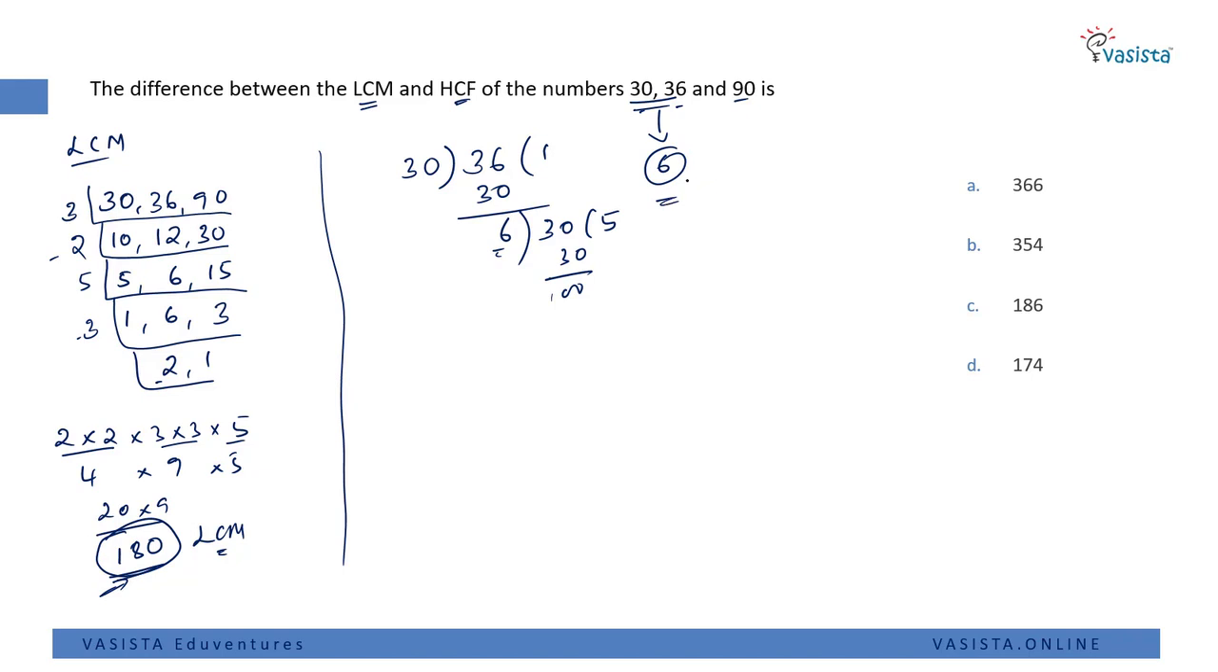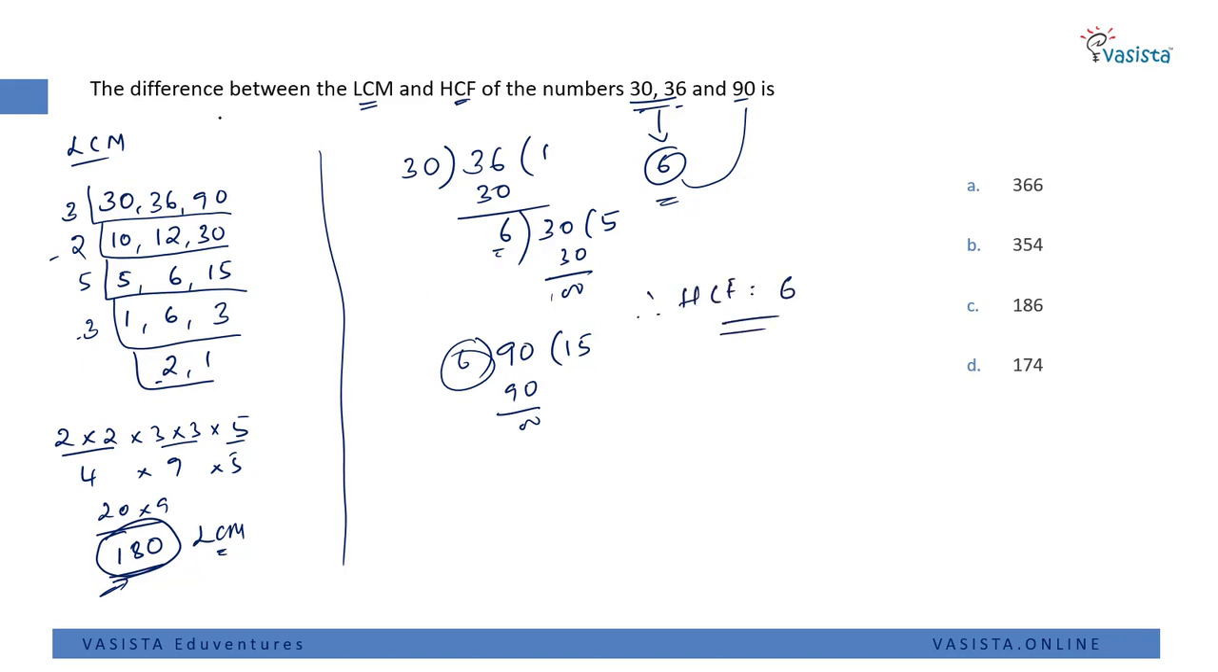Now I will find the HCF for 6 and 90. So now I will divide 90 by 6. 6 1s are 6, 6 15s are 90. So therefore the HCF of these numbers is 6.